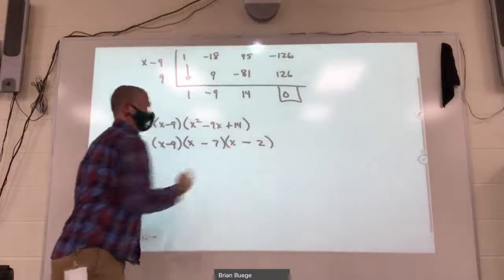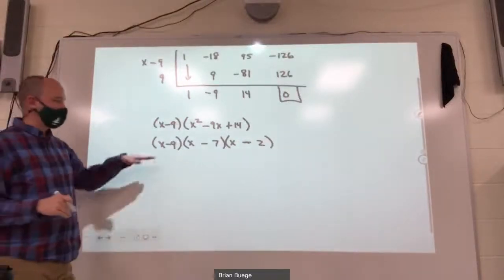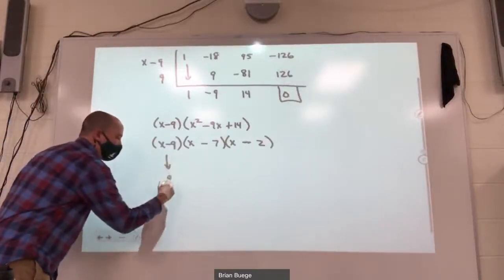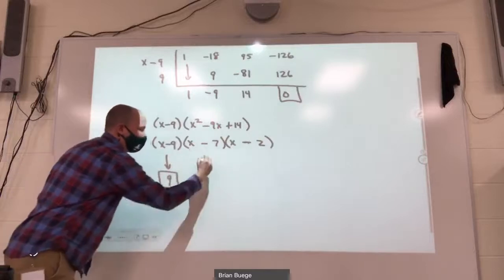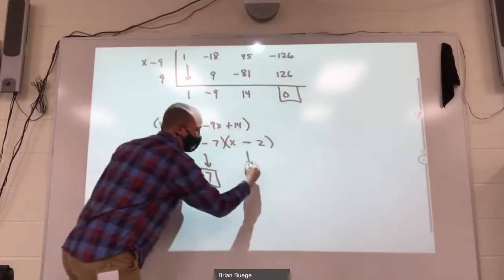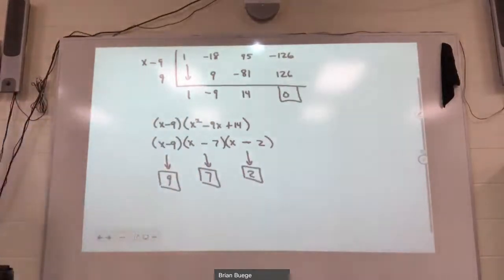Which means, if I wanted to then finish this off, it's fully factored at this point. Now, that means 9 is one of my zeros. That means 7 is another one of the zeros. And that means 2 is your third one. You found the 3 zeros of your cubic function.